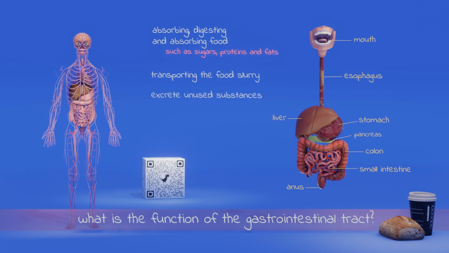The liver and gallbladder also play a role in the functioning of the gastrointestinal tract. They are connected to the small intestine via a channel. The pancreas is also connected to the small intestine. The pancreas produces digestive enzymes. I will come back to what enzymes are later.